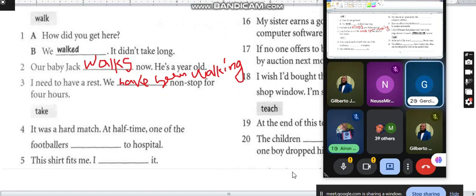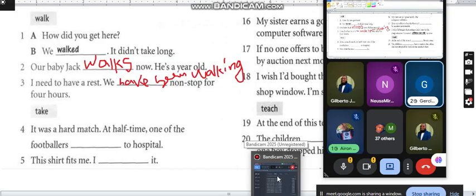My answer is: it was a hard match at halftime. One of the footballers were taken to hospital. Now that I look at my answer, I think I said were taken because of the plural form footballers. If it said a footballer, then I would have said a footballer was taken to hospital. But I said were because of the plural form, so I said one of the footballers were taken to hospital.